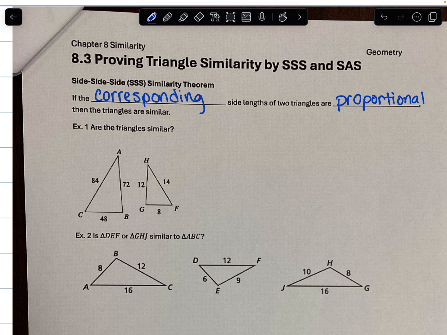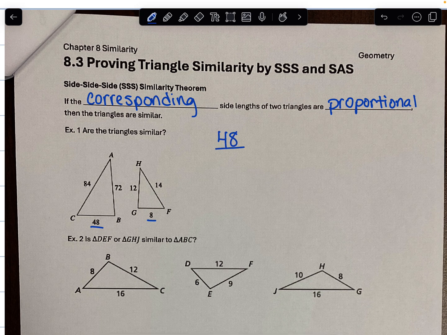Okay? So on example 1, it asks us, are the triangles similar? Well, I need to set up my three proportional fractions, simplify, and see if they are equal. Fair enough? Who can tell me the first two sides that would be proportional to each other? 48 and 8. Okay, that'd be a great start. So 48 over 8. What would be my next pair of sides? 84 and 14, because the second one is flipped. So 84 over 14. And then my last two, 72 over 12.